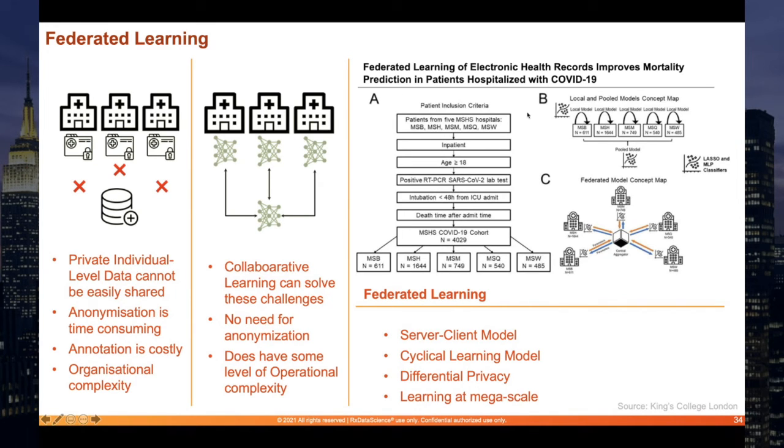There are many studies online, but in this one, federated learning of EHR improves mortality prediction in COVID-19. This was done by Mount Sinai.